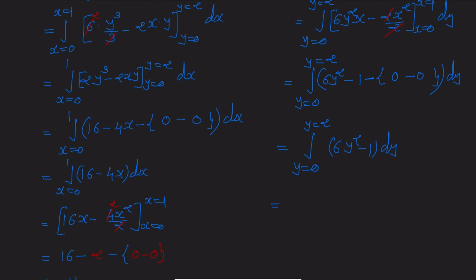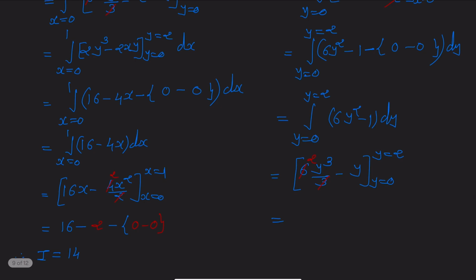So what is the integration here? This is 6y cube by 3 minus y, from lower limit y equal to 0 to upper limit y equal to 2. We can cancel out these 3 here. And when do we substitute the values? Y equal to 2, so 2 cube is 8 into 2 is 16, minus y equal to 2, minus sign for lower limit. When y equal to 0, this is 0, and so the answer is 14. 16 minus 2.